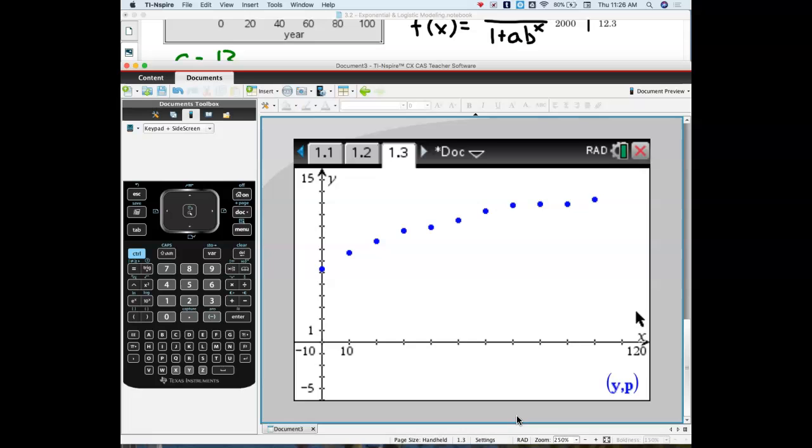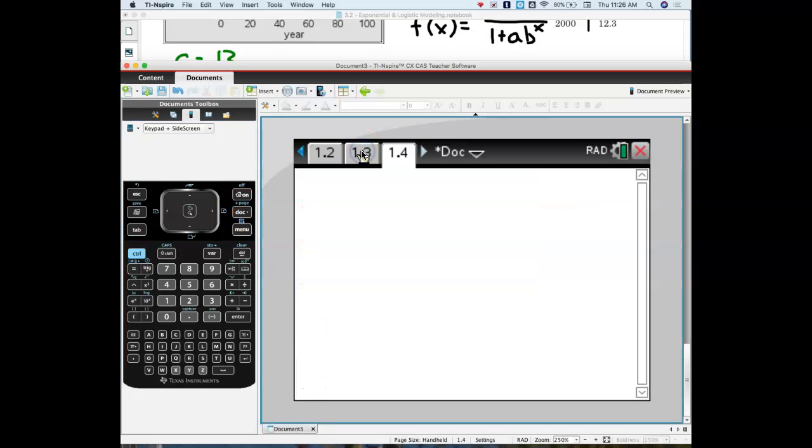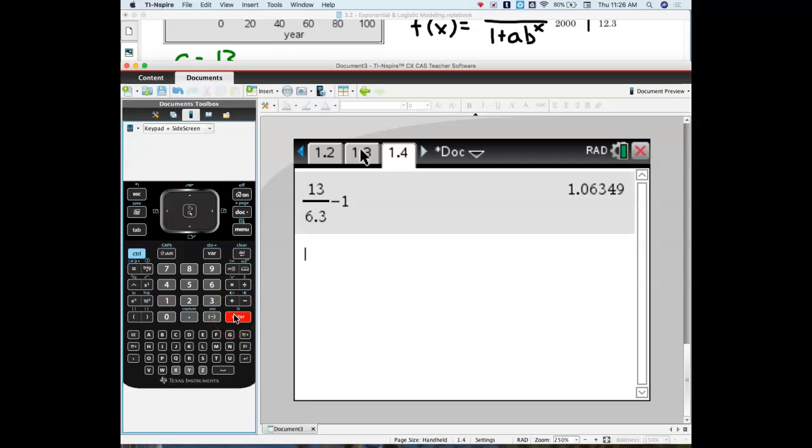I'm going to start a new page, and that page is going to be a calculator page. And what I'm going to do is calculate this out now. 13 divided by 6.3, then minus 1. And if I round, now on these calculators, to get the rounded answer, you have to go Control-Enter. If I round, I get that.